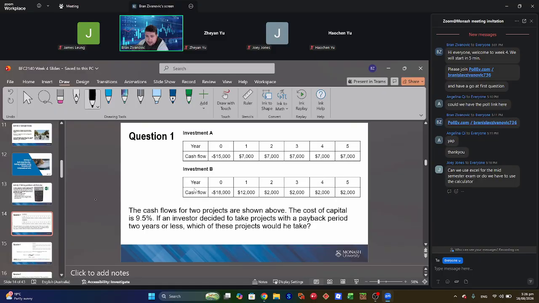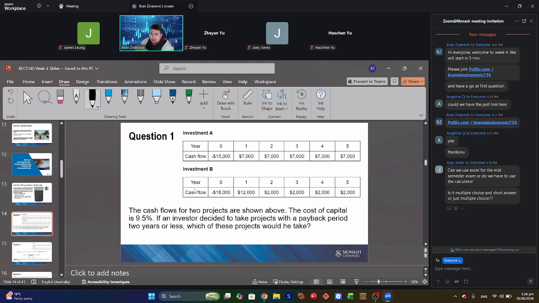Can you use Excel? Yeah, you can. No, Excel's fine. So your mid-sem test is going to be similar to your exam in the sense that it's going to be done through an e-assessment platform, and you will be given an Excel spreadsheet. So effectively, you'll do it on your computer. Multiple choice or short answers?